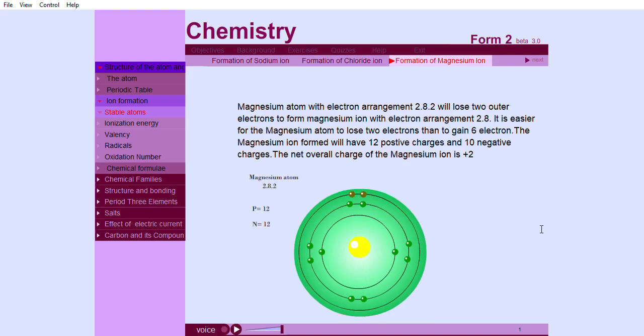Magnesium atom with electron arrangement of 2, 8, 2 will lose 2 outer electrons to form magnesium ion with electron arrangement of 2, 8. It is easier for the magnesium atom to lose 2 electrons than to gain 6 electrons. The magnesium ion formed will have 12 positive charges and 10 negative charges. The net overall charge of the magnesium ion is positive 2.